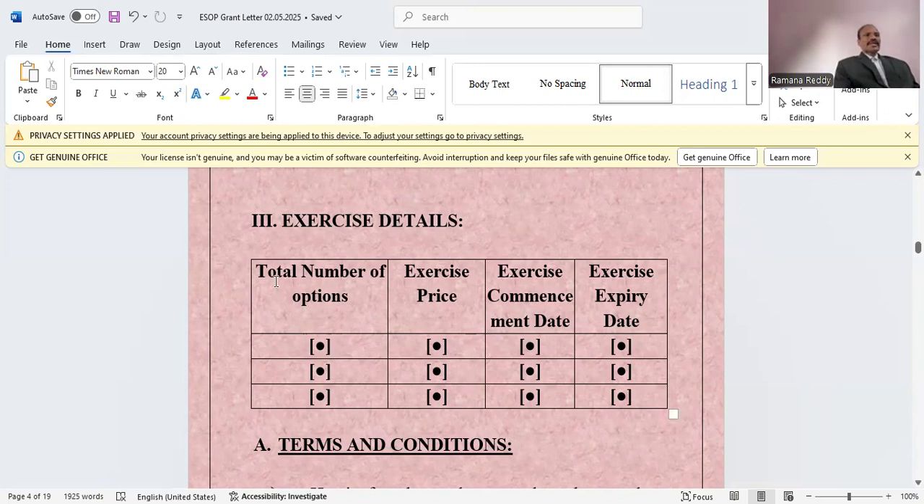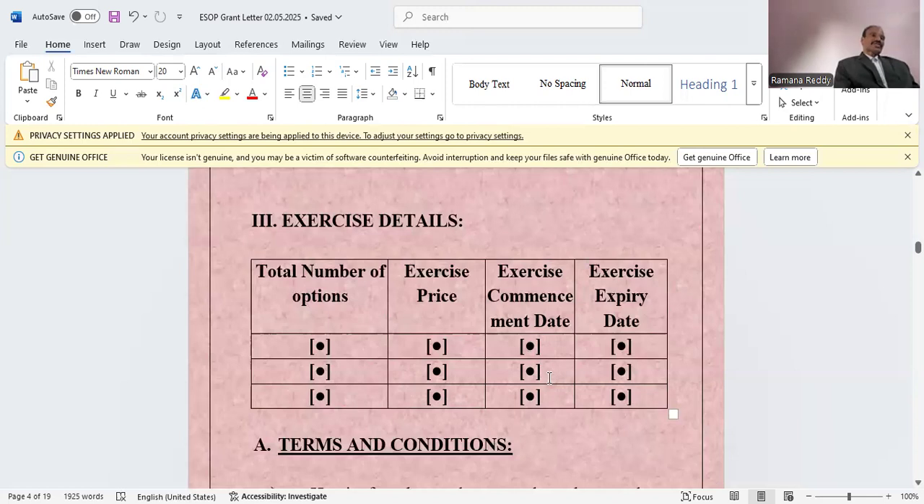So these are the number of options. We will write 30% and 20% second year, third year another 30%, fourth year another 20%. Exercise price 10 rupee, 10 rupee, 10 rupee face value we are telling. And the exercise commencement date, vesting date, first 30% will be on 1st June 2026. I gave an example tentatively.